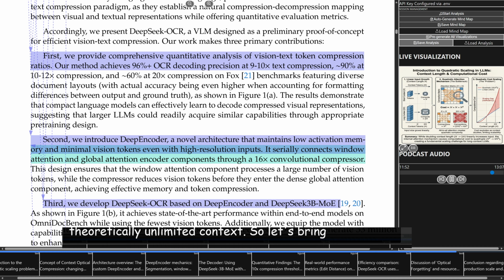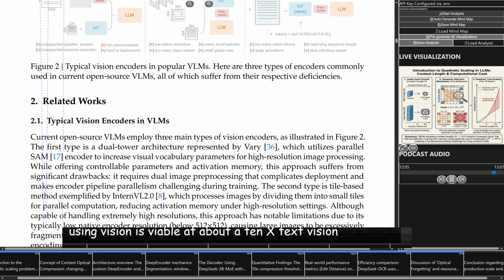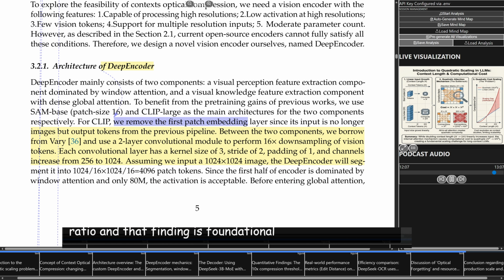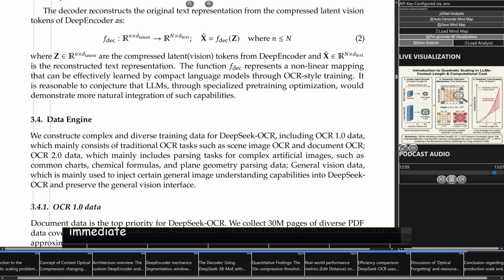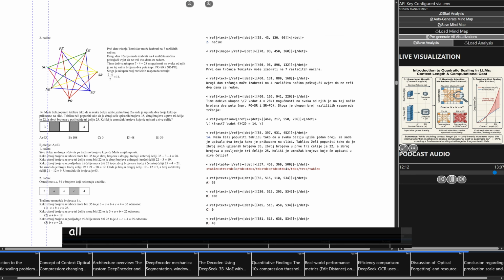So let's bring this all together. What DeepSeek-OCR has really done is more than just a performance boost. They've validated a crucial mathematical guideline. Near lossless context compression, using vision, is viable at about a 10x text-to-vision token ratio. And that finding is foundational. It gives engineers immediate, concrete guidance on how to optimize resource allocation. It stops you from wasting compute by allocating too many vision tokens when the text density just doesn't need it.